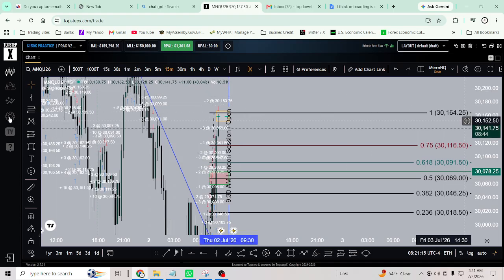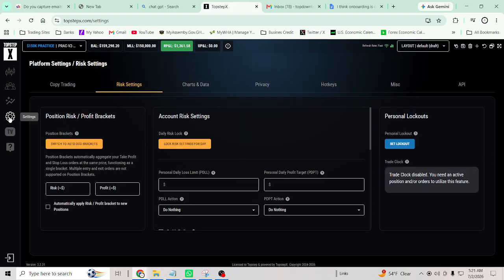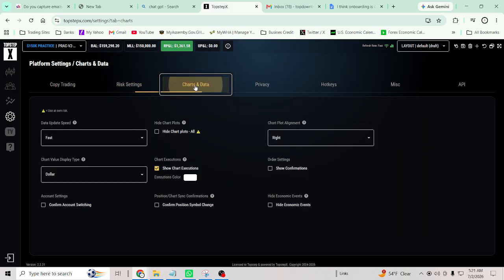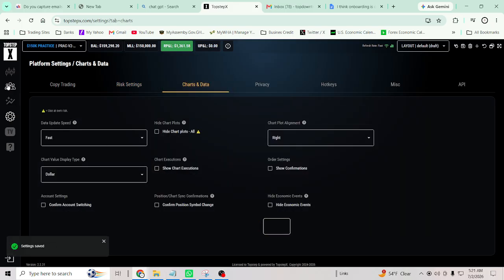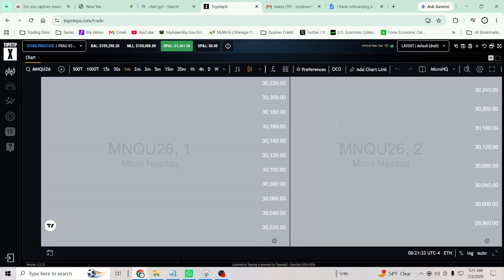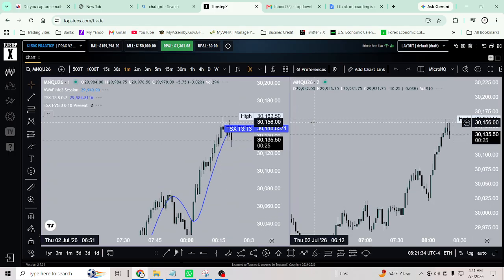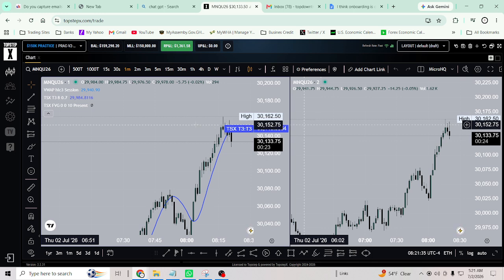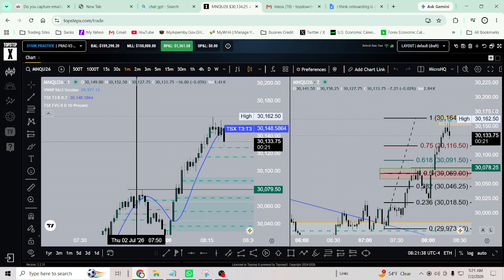And get rid of those trades that I did. Chart data, get rid of that. Again, this is a demo account I use to trade and to teach out of. I'll be in my other account here shortly as I prepare for the day.